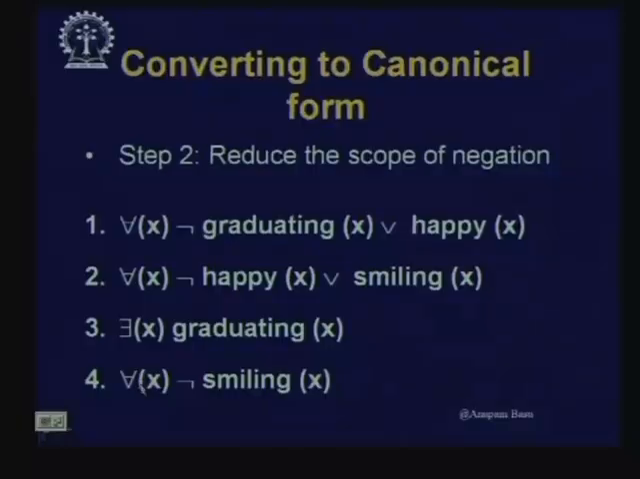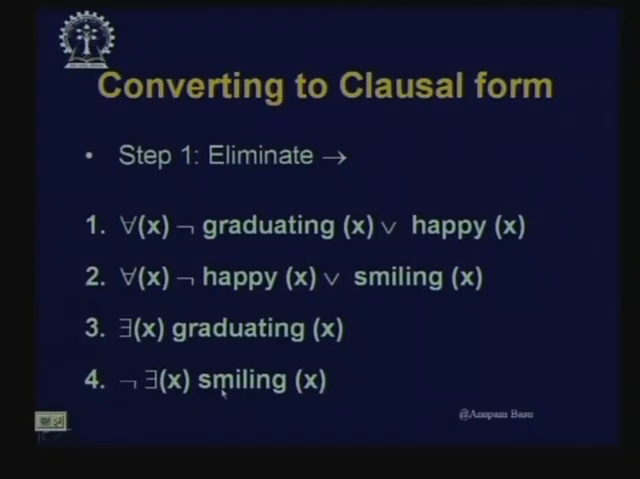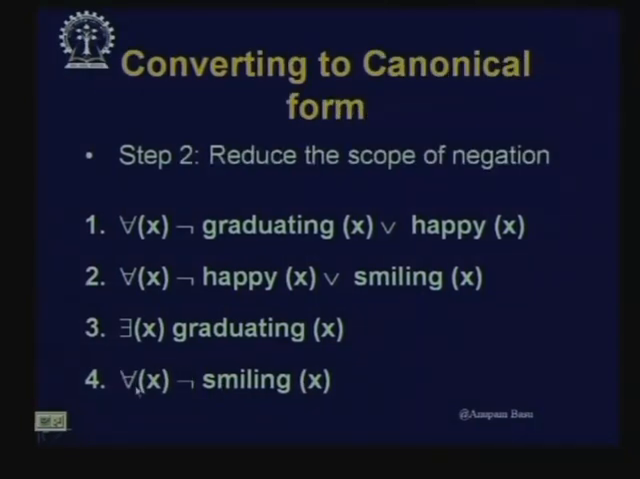This earlier one gets transferred to for all x, not smiling x. All right. So, you see I have reduced the scope of negation here. Okay.